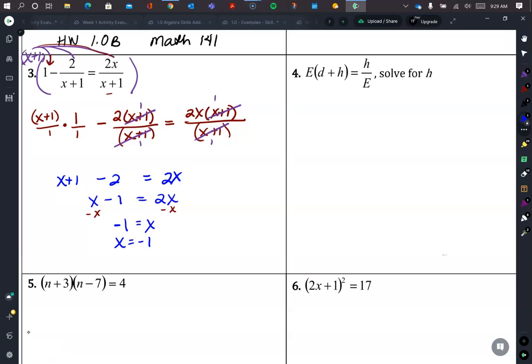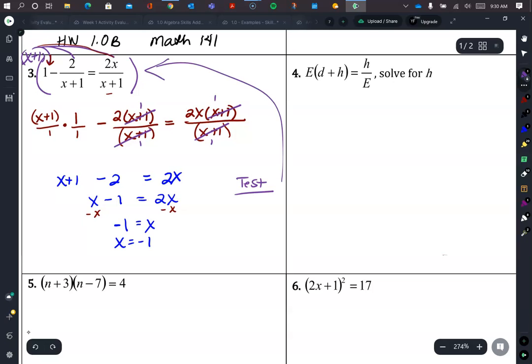Does that work for this equation? You might have gotten this one wrong because you just left it as x equals negative 1. But if we test that answer in our original problem, look here, we have an issue because negative 1 is going to make our denominator go to 0.